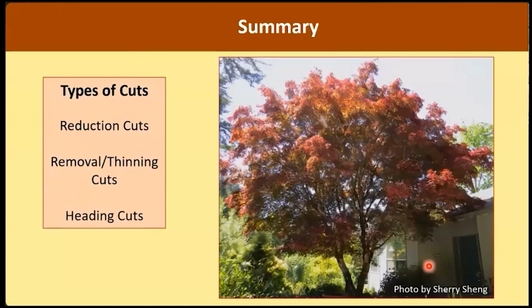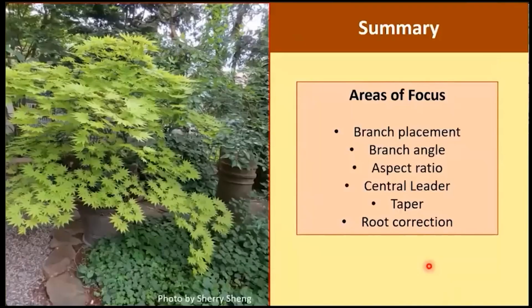We talked about proper use of the three cuts: reduction cuts, removal or thinning cuts, and heading cuts. And remember, reduction cut is used to slow the growth of a branch. Removal, it's obvious, is gone, so it's used for opening up a canopy, and heading cuts is to encourage bushier growth. In trees, except for probably very young trees, I don't think we have the occasion to use heading cuts much. And I think removal cut is probably the second most often used, and reduction is the most often used. And finally, the areas of focus for pruning: pay attention to branch placement, angle, and aspect ratio.